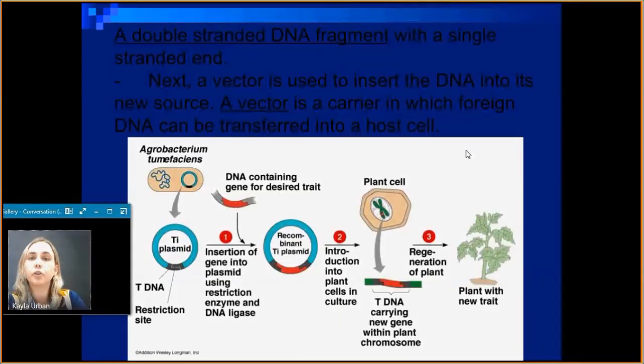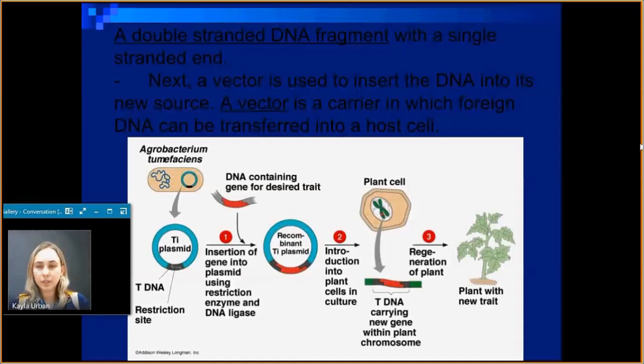So what's left over? A double-stranded DNA fragment with a single-stranded end. So you saw that on the picture on the last page where you had the sticky end, that little bit that was hanging over. So next, a vector is used to insert DNA into the new source.